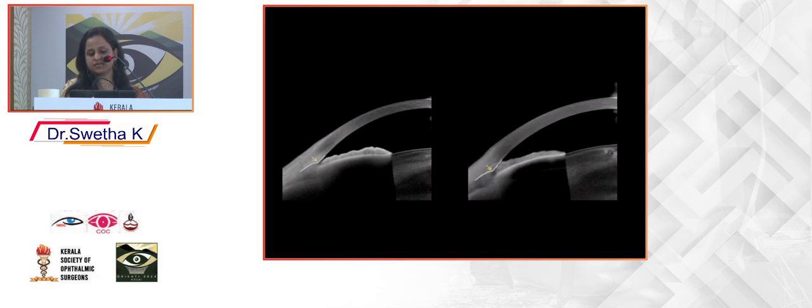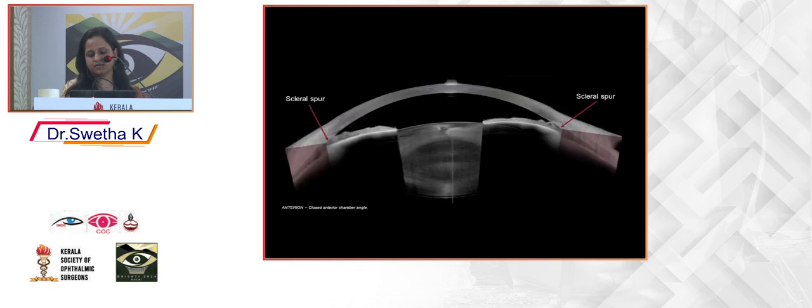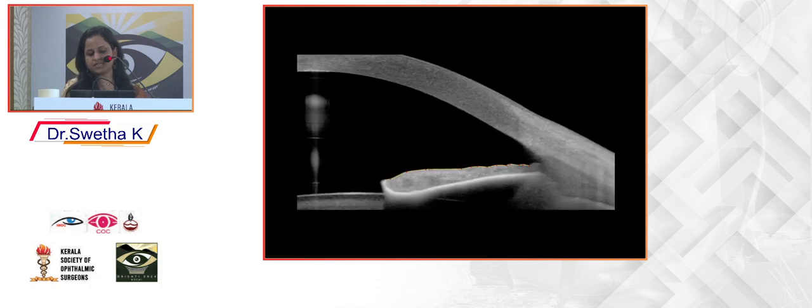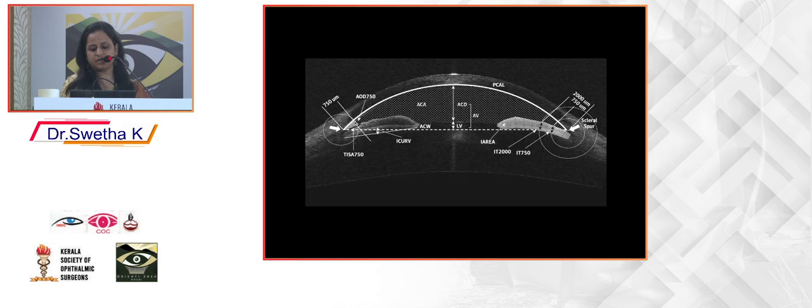Scleral spur is a junction between the inner corneal surface and the sclera. So this is the landmark. Once it is identified, the rest of the measurements are taken directly by the machine itself. So this is an anterior image showing the scleral spur, and the segmentation also has to be confirmed in Anterion, and you have various parameters.